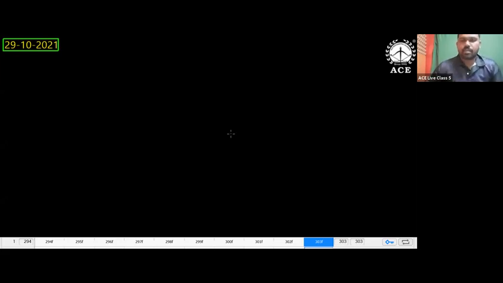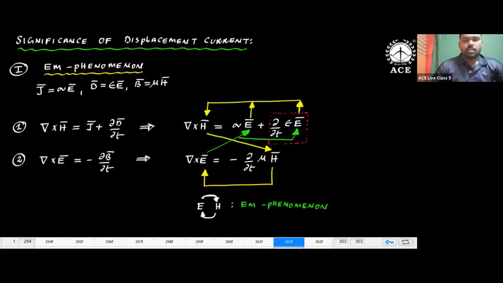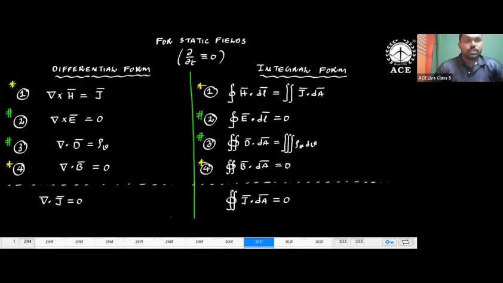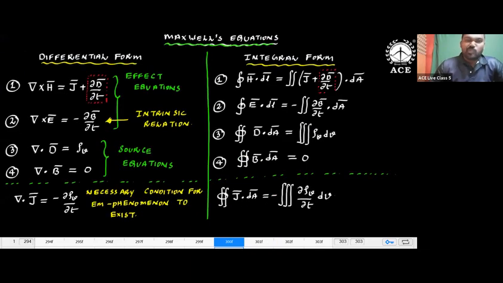Yesterday, we derived what are called Maxwell's equations. Very popular, very interesting. Maxwell's equations. So the contribution of Maxwell was this one, the displacement current. And he has named all the four equations as Maxwell's equations. Clear?